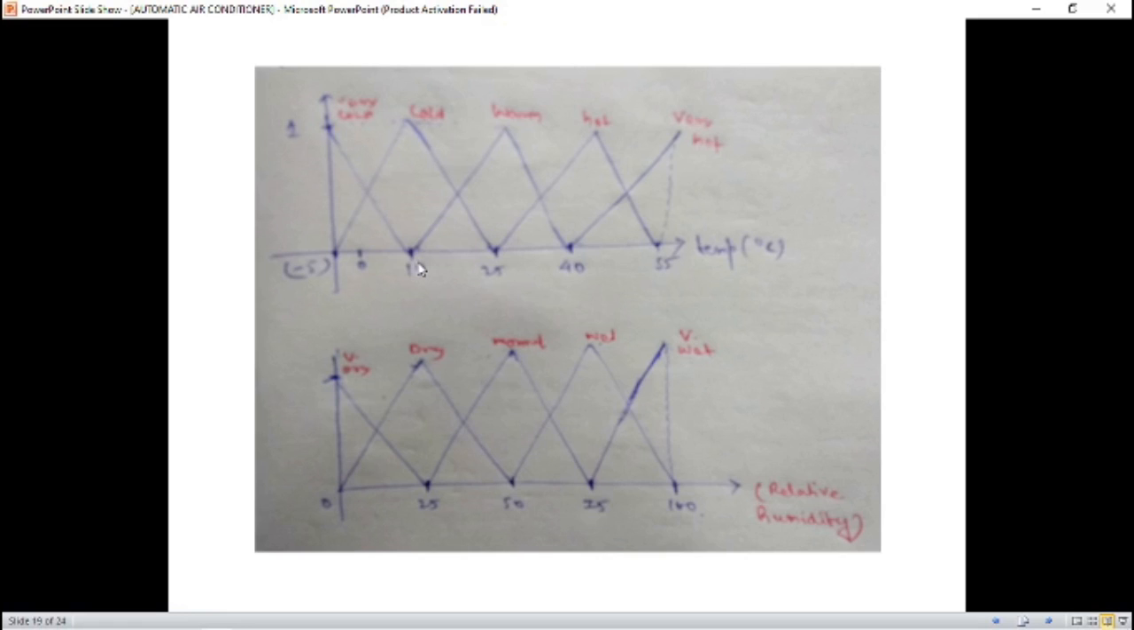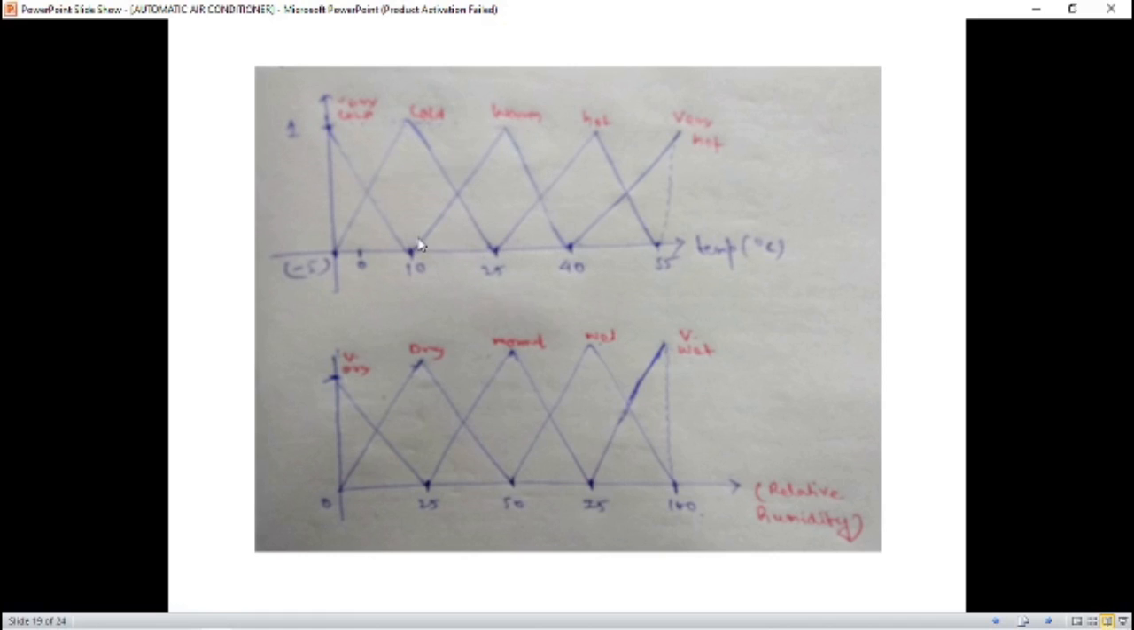Let's say we are trying to control the temperature of a room whose temperature ranges from -5 degrees to 50 degrees centigrade, 55 degrees centigrade, sorry. And the relative humidity, as it is expressed in percentage, varies between 0 and 100. Now what we are defining is, the range between -5 to 10 degrees is defined as very cold temperature. The range between -5 to 25 degrees is defined as cold temperature. The range between 10 to 40 degrees is defined as warm temperature.